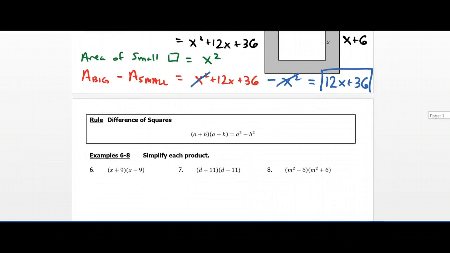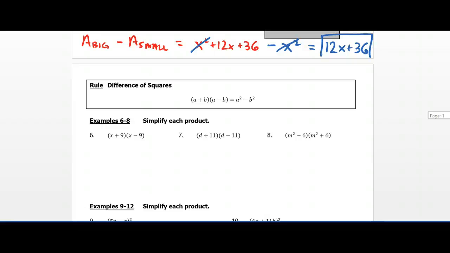Okay, the second rule I want to talk about is here on the back, and this is called the difference of squares rule. Okay, this rule says if you take a binomial, a plus b, times another binomial, a minus b, you get the expression a squared minus b squared. So what that rule says in English is if you have two binomials who have the same exact terms but opposite signs, then you get this expression, the first term squared minus the second term squared. And this is what we call a difference of squares. So let's see how this looks in examples 6, 7, and 8.